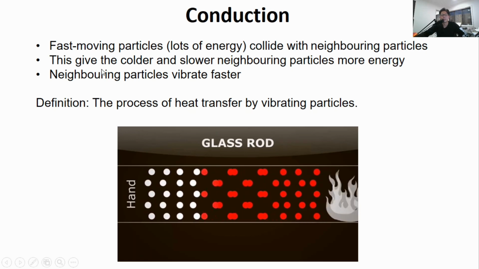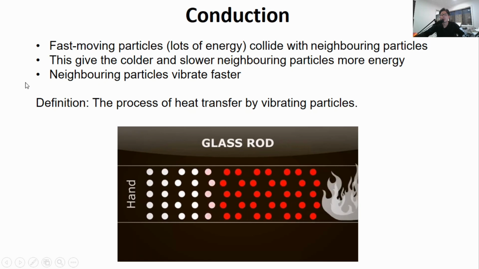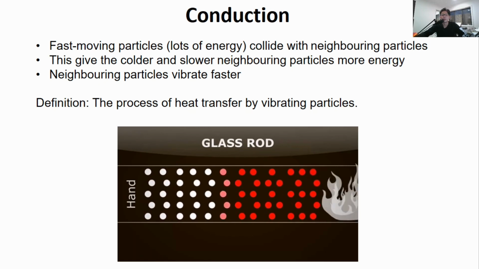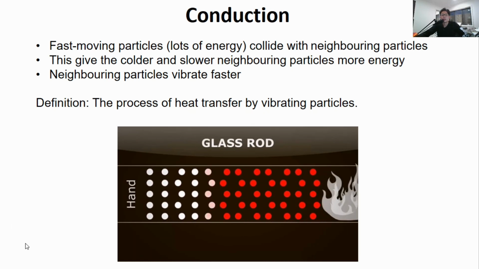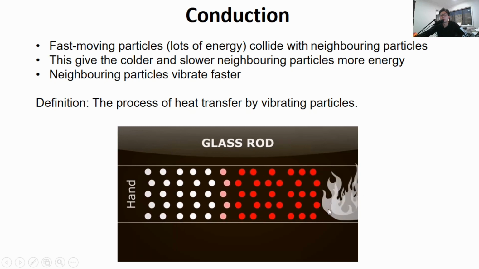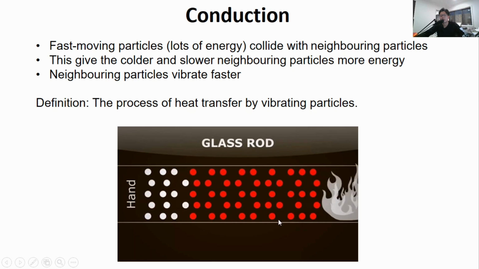This collision gives the colder and slower neighboring particles more energy, and therefore the neighboring particles start to vibrate faster. The formal definition of conduction is the process of heat transfer by vibrating particles. So if we look at this glass rod down here, we have the flame on one end heating up the glass rod. So it's going to start heating up that area of the glass rod.